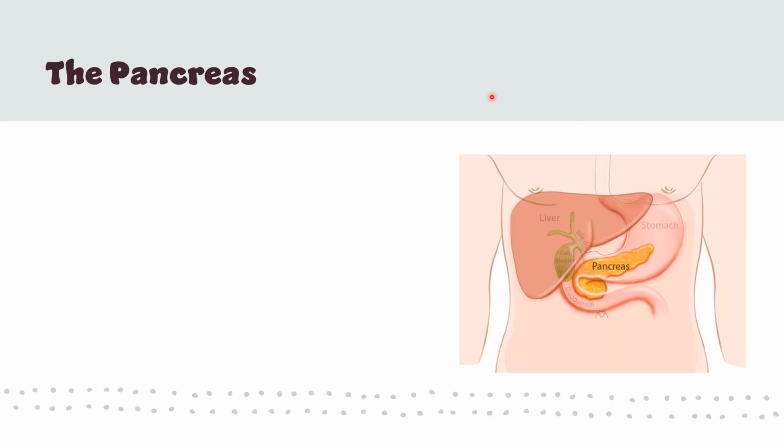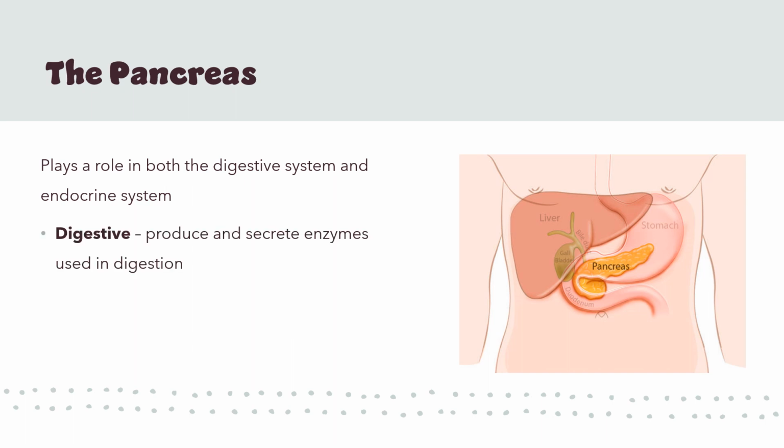So let's look at the pancreas. The pancreas is super important. This organ is the key organ in maintaining blood glucose levels. We've already looked at the pancreas in terms of the digestive system and the endocrine system and how it's involved in those two systems. And we're going to look at it again now and how it's involved.